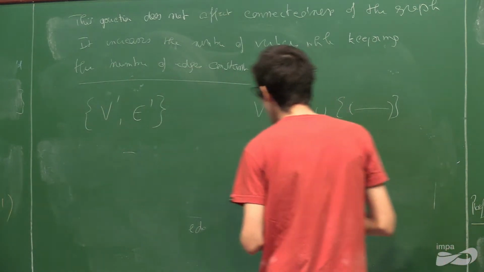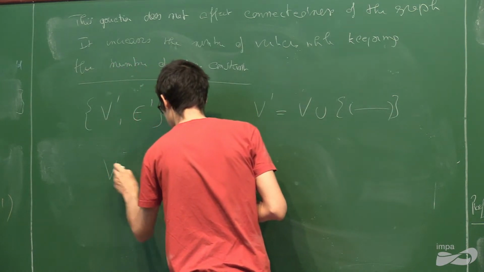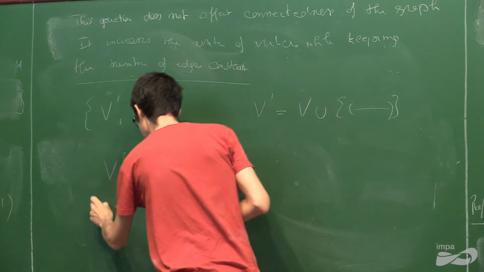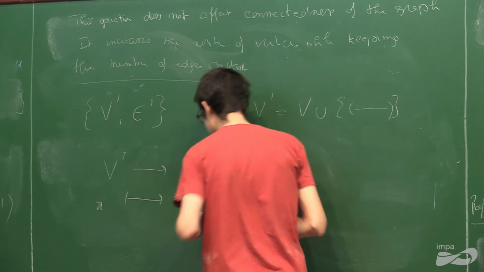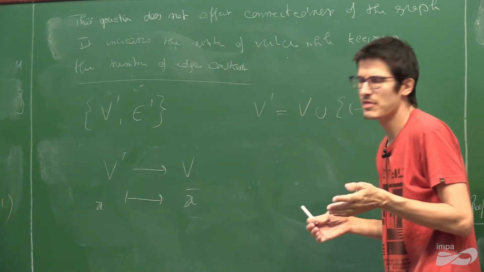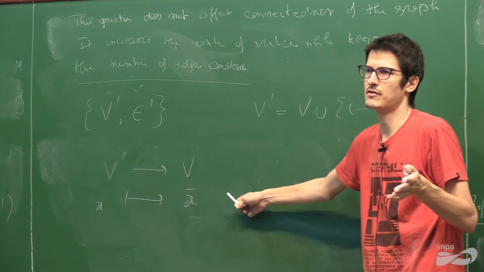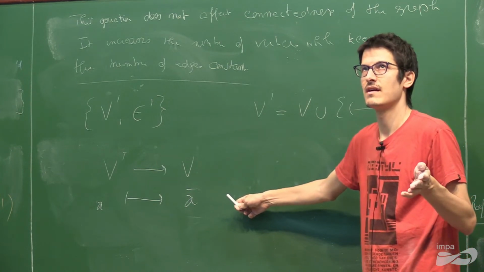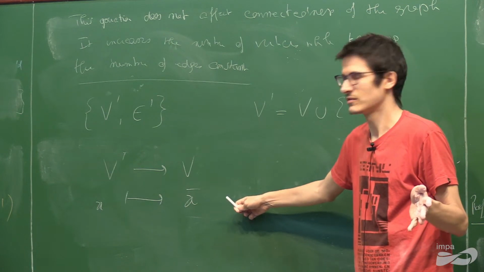So now, basically, what's important is you have a natural projection from V prime to V, which to x associates x bar, which is either x if x is in V, or the ancestor of x if x is not in V. Okay, so.